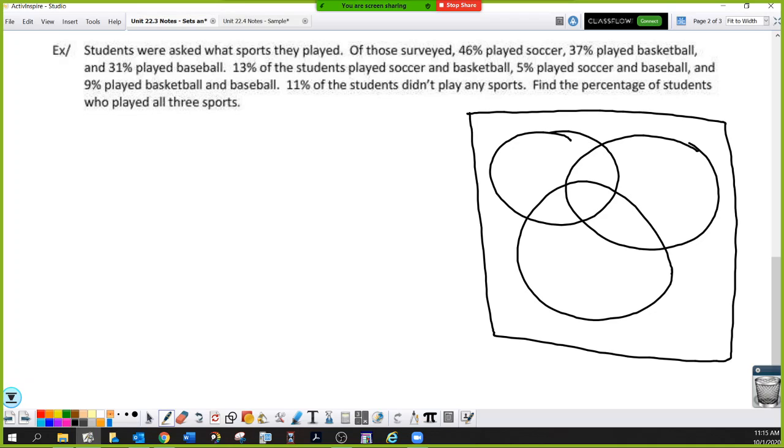So anyway, here we have soccer, here we have our basketball and our baseball, which ends with an E, but I guess we'll use the S because you said so. There.